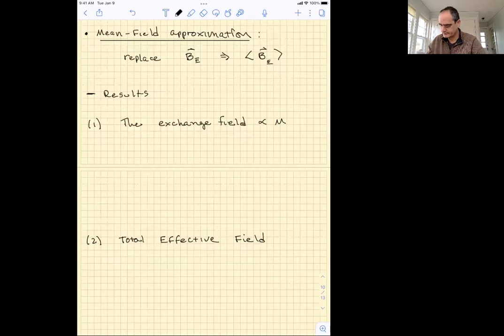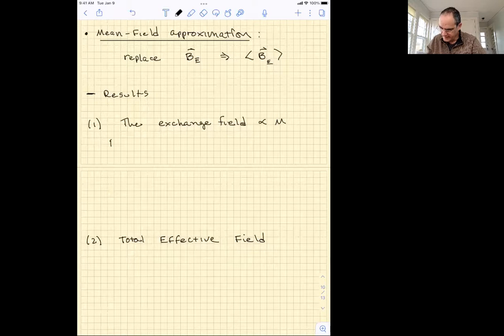All right, so in the mean field approximation, we're going to replace the actual exchange field with the average exchange field. And this will make things tractable. So let's see how we can work with this. The first thing we'll find is that the mean exchange field is proportional to the magnetization.